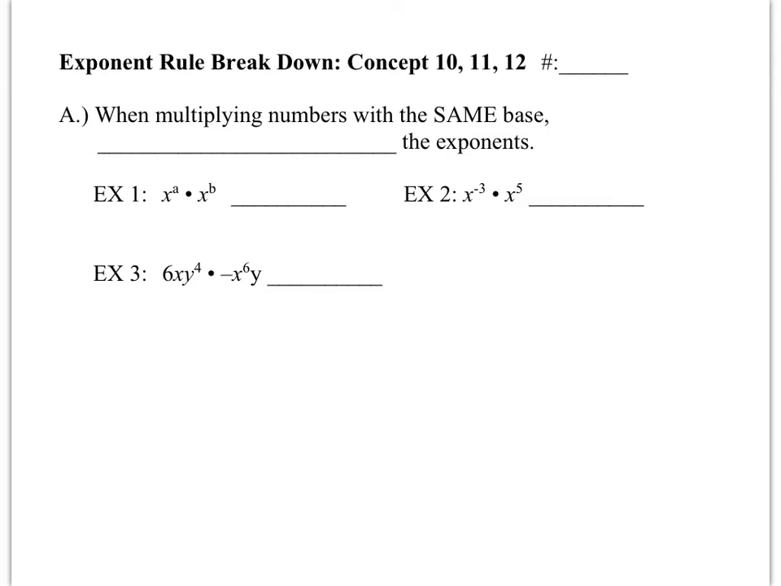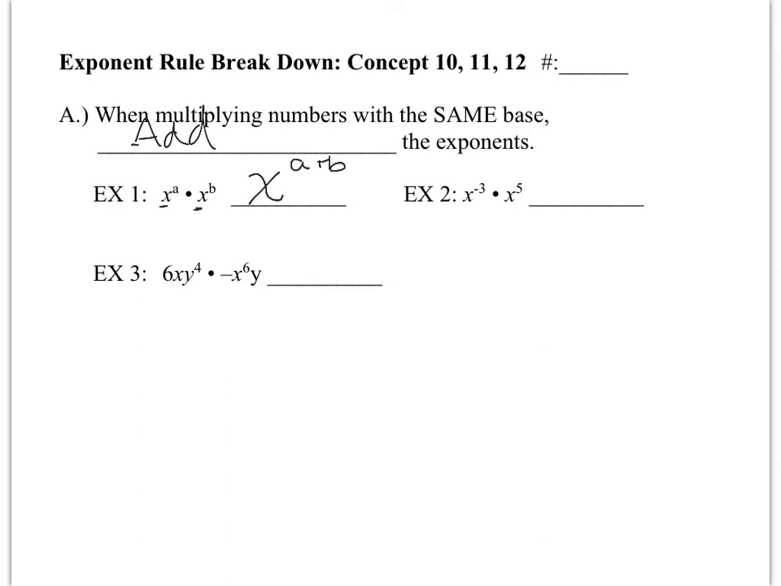All right, letter A. When multiplying numbers with the same base, you add the exponents. So that's what we're going to go through and do. If you look here, you have the same base. The base stays the same. The base does not change. And then you add the exponents. So I would write x to the a plus b.